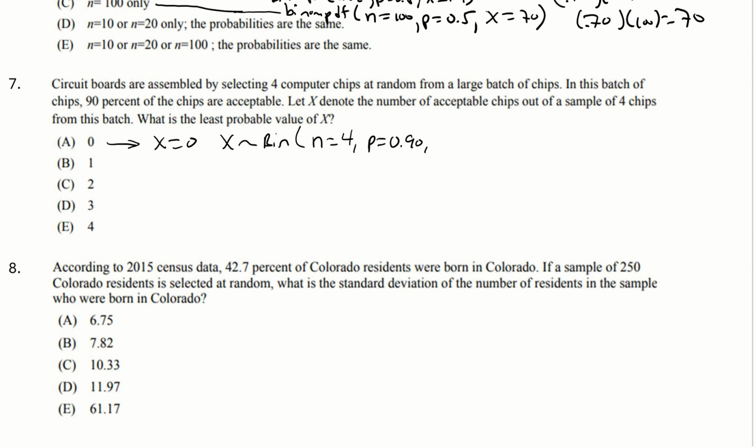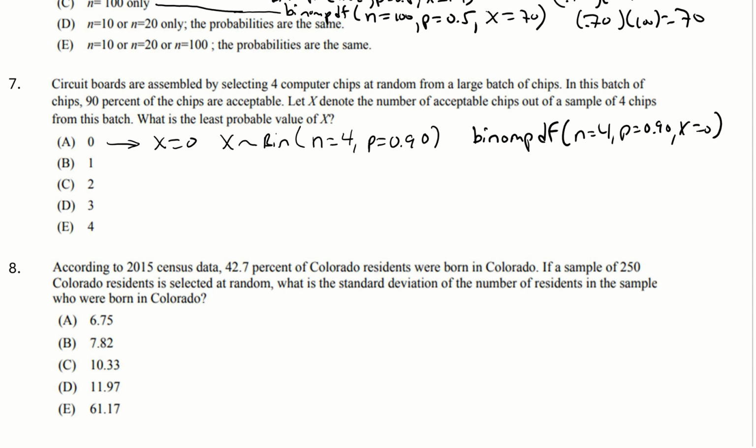All right, so that's your binomial distribution. So we can use binomial PDF. Binomial PDF is for a specific value. So we get n equals 4, p is 0.90, and x equals 0. And repeat that for all of these, right?